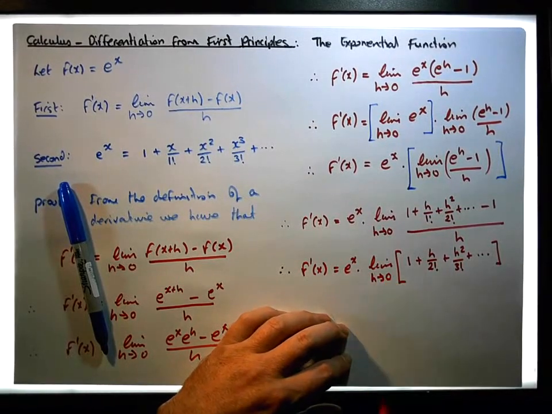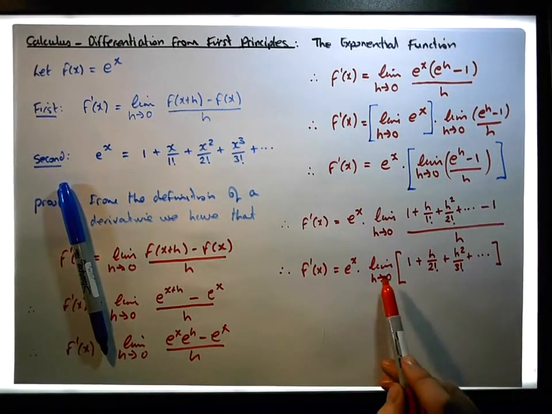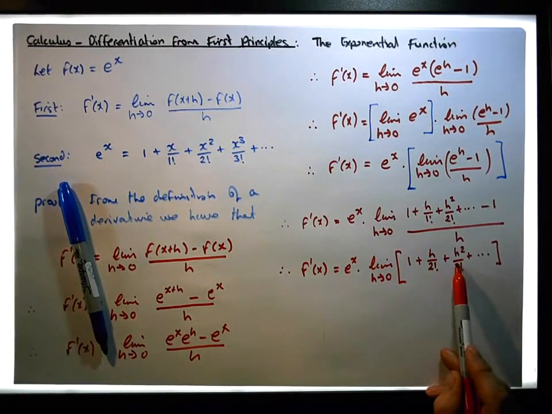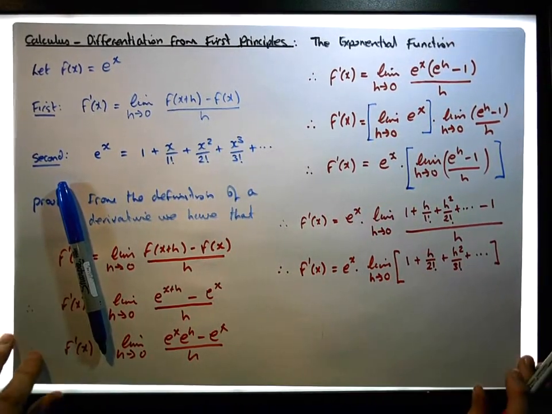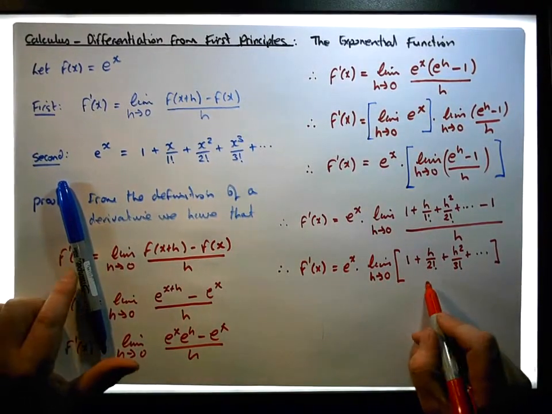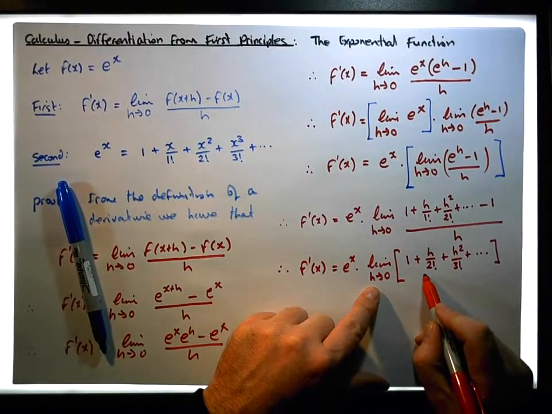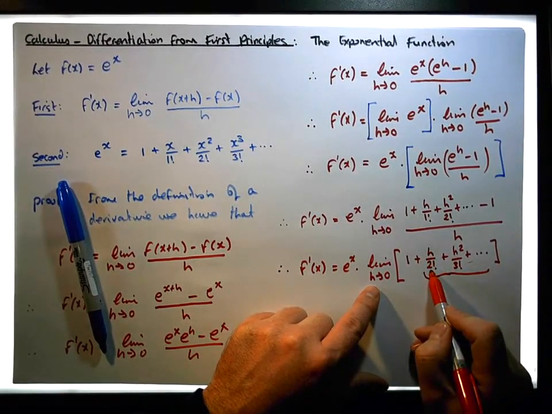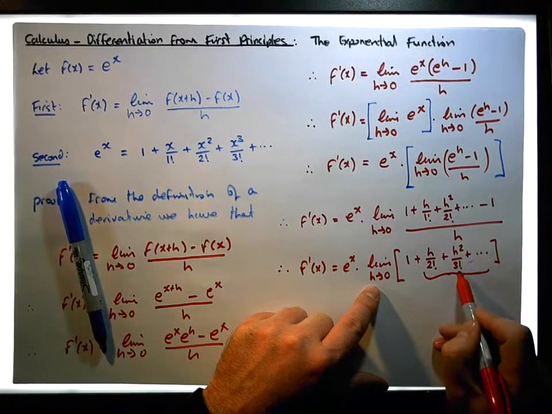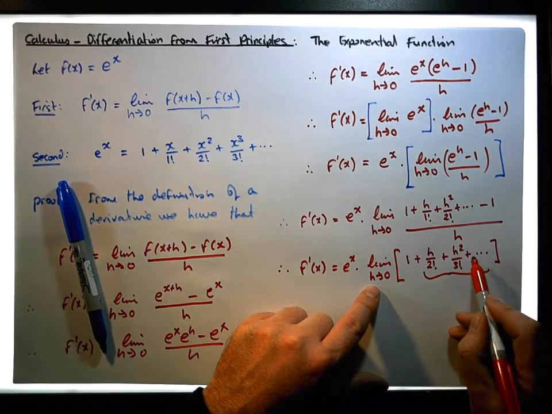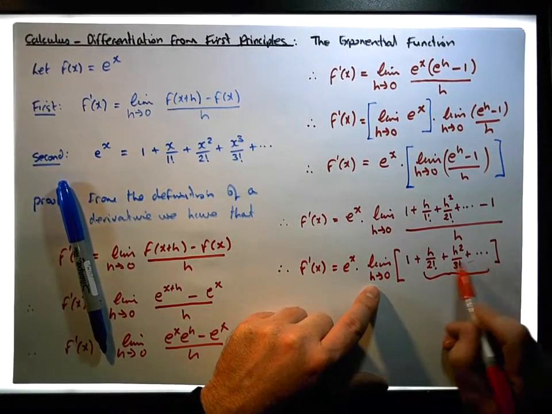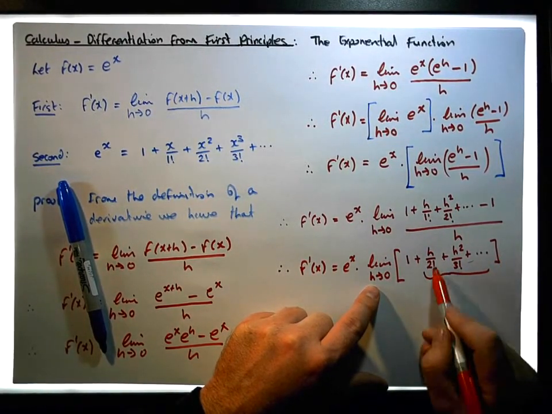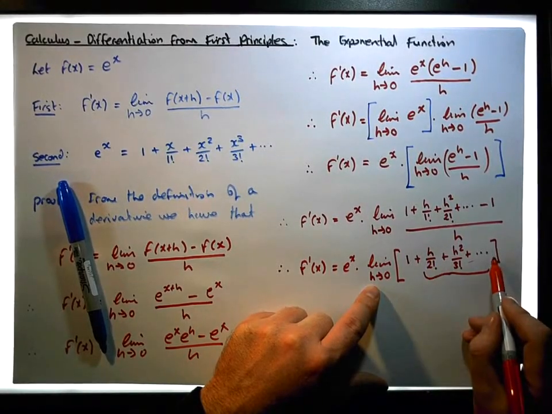And don't forget the limit of a plus b is the same as the limit of a plus the limit of b. So we can evaluate each one of these terms individually. Effectively, as h tends to 0, each one of these terms has an h in it. So we have 0 divided by 2 factorial is 0. 0 squared divided by 3 factorial is 0. And ditto, that pattern is going to continue out to infinity. What we have is a summation of zeros, which is going to be 0.